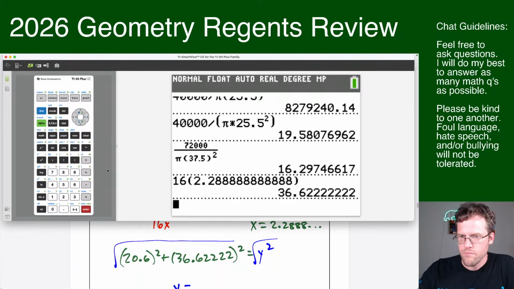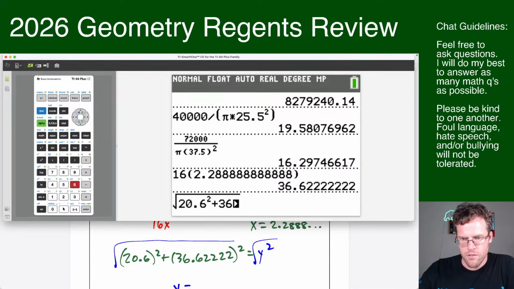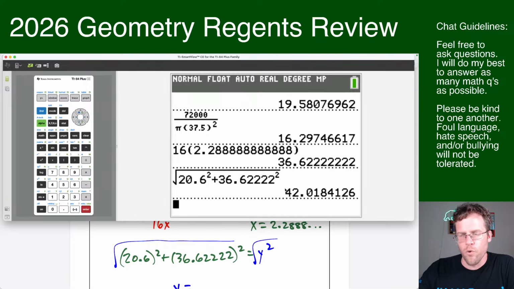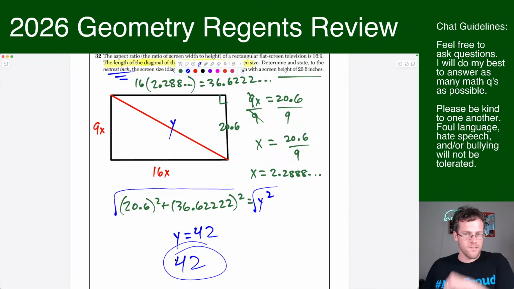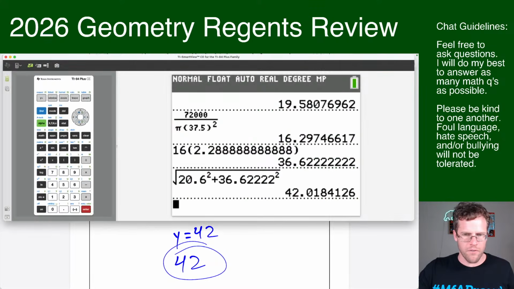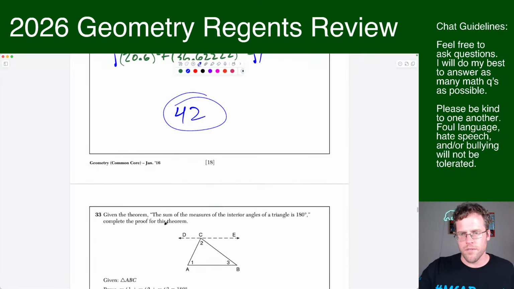Okay. So here, the square root of 20.6 squared plus 36.62222 squared is 42. So this is a 42-inch TV. Very nice. So 42 is our answer. If you want to play it safe and write a few things out, you can even leave this part out, and just write 42 to show where you're getting your work from. It doesn't matter.